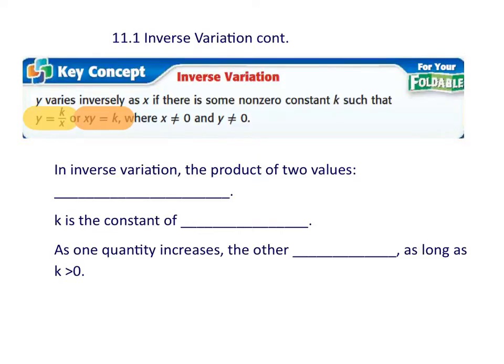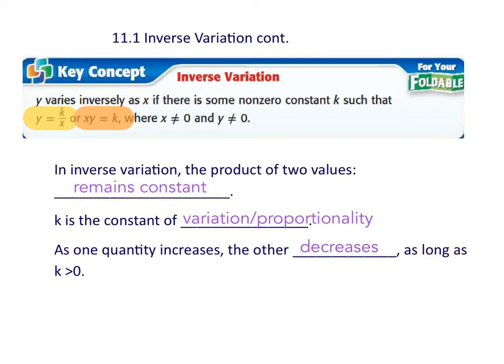In inverse variation, the product of two values remains constant. K is the constant of variation or proportionality, and as one quantity increases, the other decreases as long as k is greater than 0. The specific two that we will review quite a bit are the first and third.